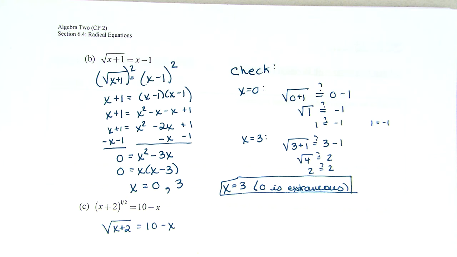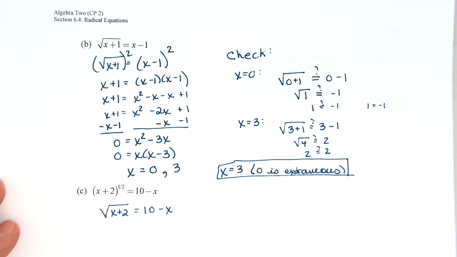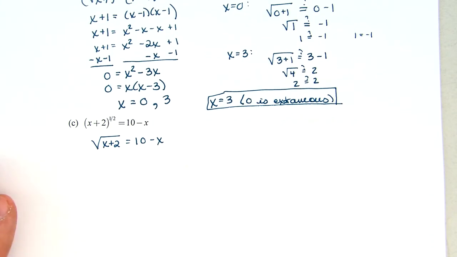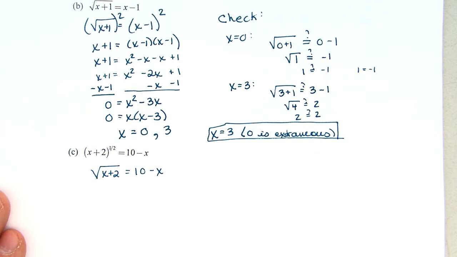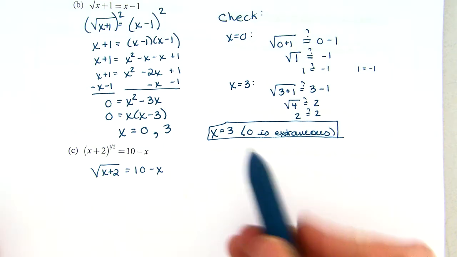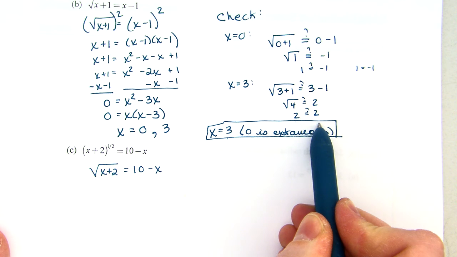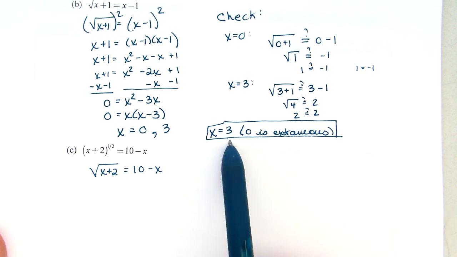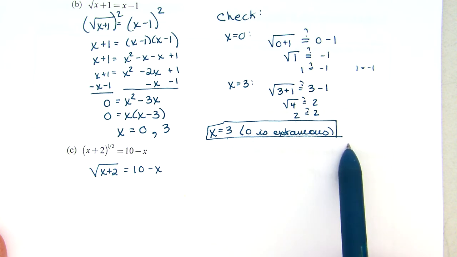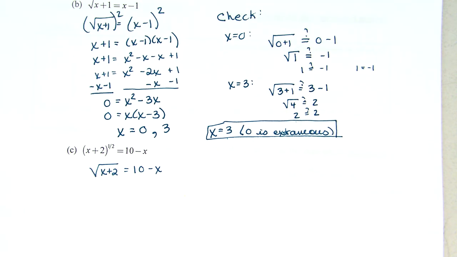Very, very quickly. Sorry. You're welcome to move, by the way, for today, if you want. Oh my god. No, wait. No, I was good. 3 was good because I got 2 equals 2 over there. No. 3 is good. 0 is extraneous because 0 is the one that didn't work. Extraneous is the one that doesn't work.